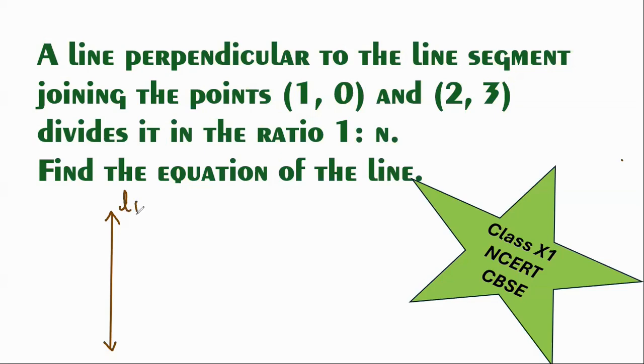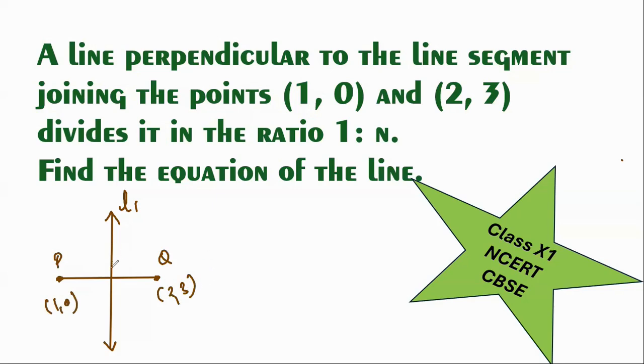Let's name this line L1. Perpendicular to the line segment. So this line is perpendicular to some other line segment. A line segment is something which has an initial point and an ending point. So let's say the points joining are P (1, 0), the starting point, and this is the ending point Q, which has the coordinates (2, 3).